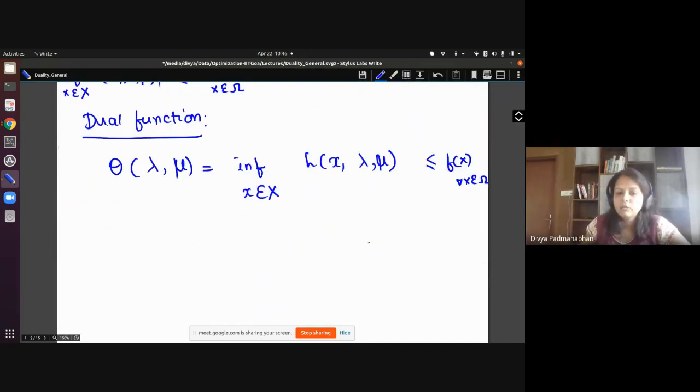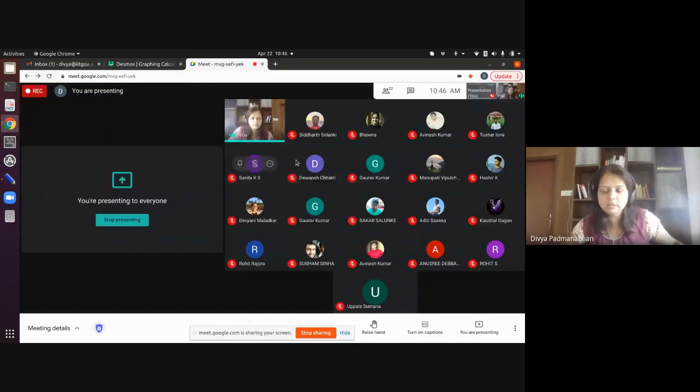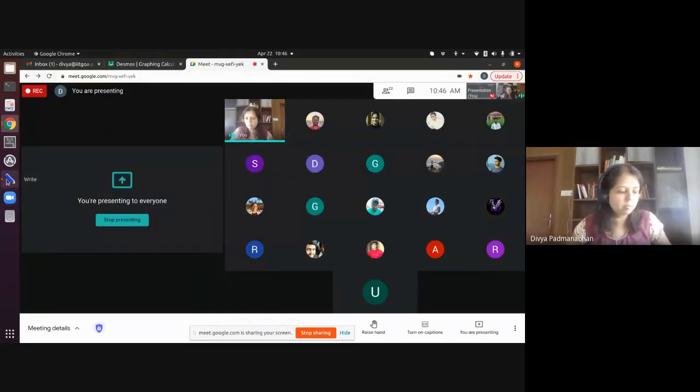Now, I hope up to here it is okay. Are there any questions on this? Do you understand why this is a lower bound? Anything you want to clarify?